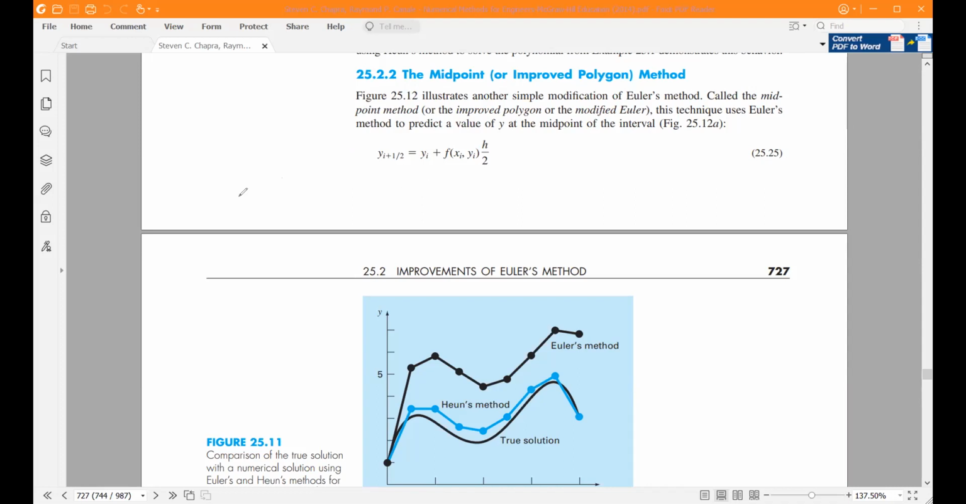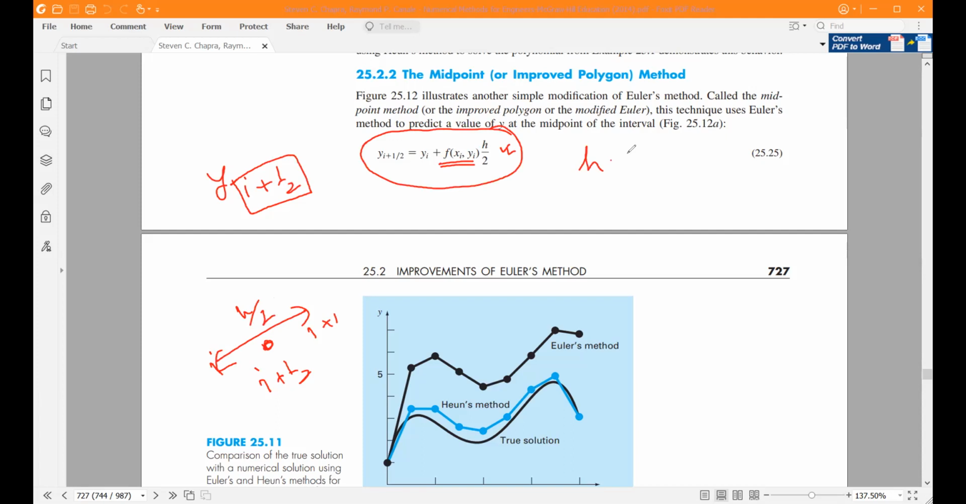Can you identify the equation here? Your i plus half signifies that if this is your i and this is your i plus 1, then we are here, at i plus half. That means the midpoint, where your interval will be halved, h divided by 2. You see that your slope is calculated at the beginning, and we are multiplying it with h by 2. This is nothing but your Euler's rule with the step size h replaced by h divided by 2, isn't it? Yes, sir.